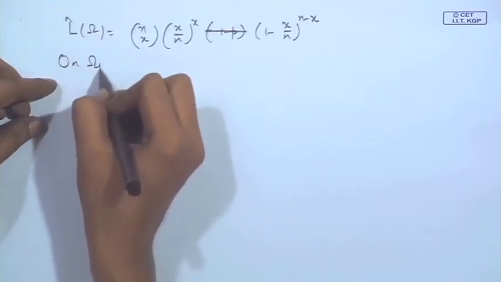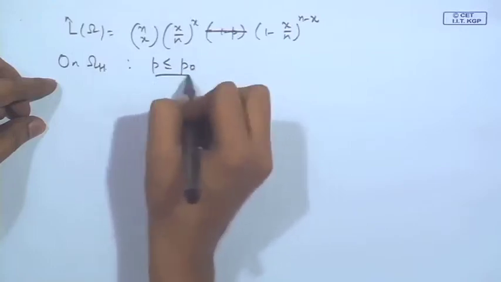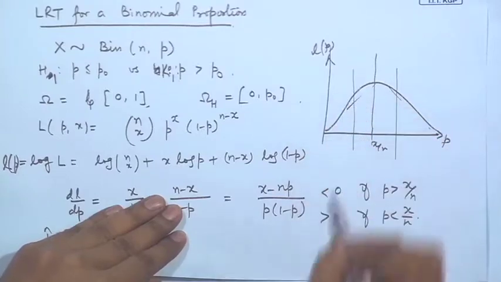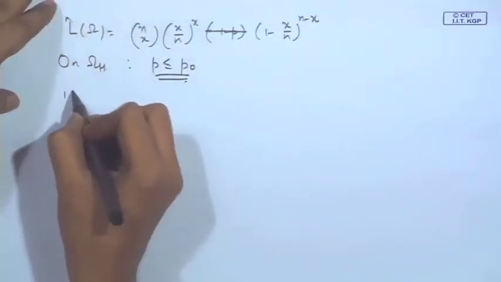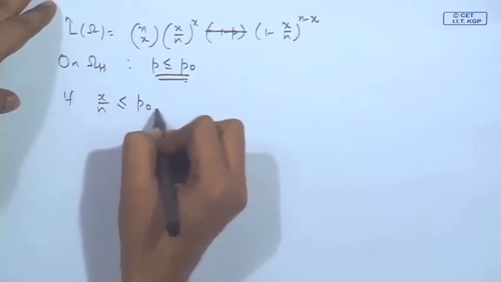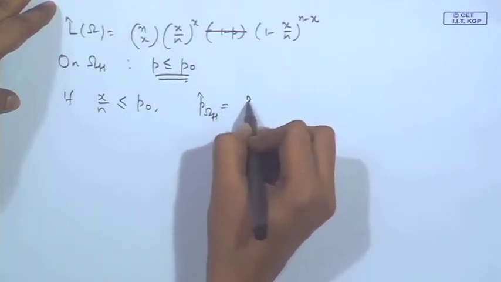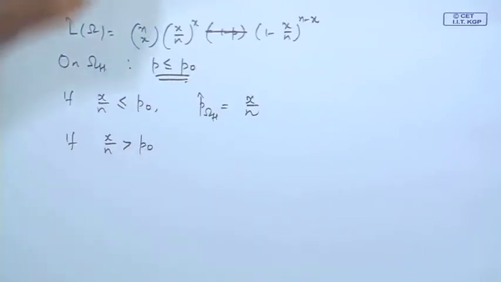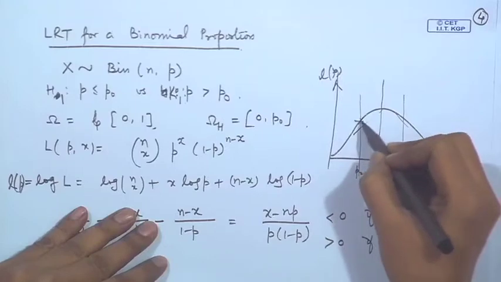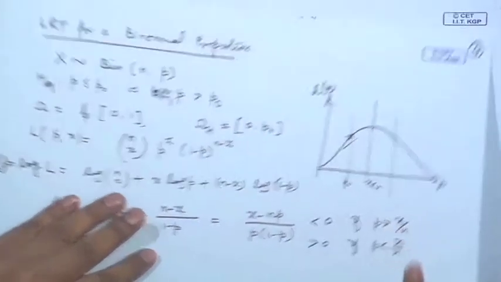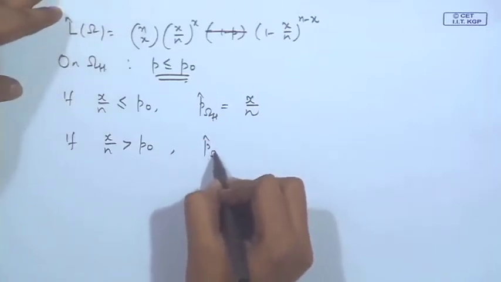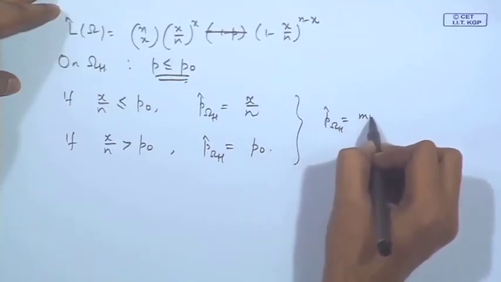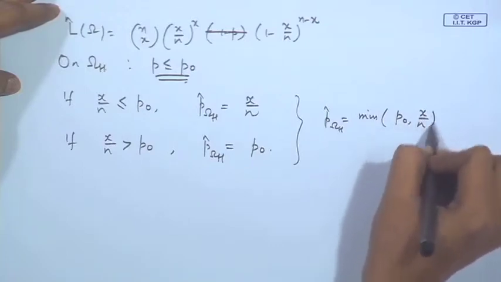Now, on omega H, you are having p less than or equal to p naught. If I have that, then there will be two cases. I may have p naught here and I may have p naught here. So, if x by n is less than or equal to p naught, then p hat omega H is equal to x by n. However, if x by n is greater than p naught, in that case, if this is p naught, then the maximum value is attained at p naught, because this is outside the region. So, then p hat omega H is actually equal to p naught. That means, we can say p hat omega H is actually equal to minimum of p naught and x by n.